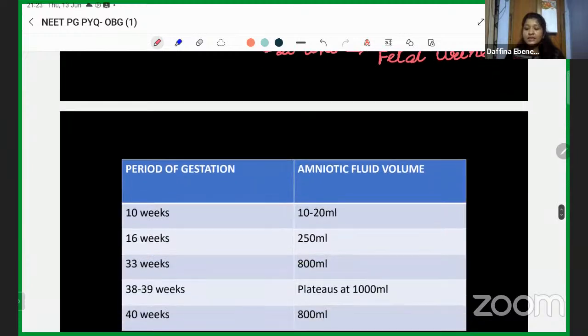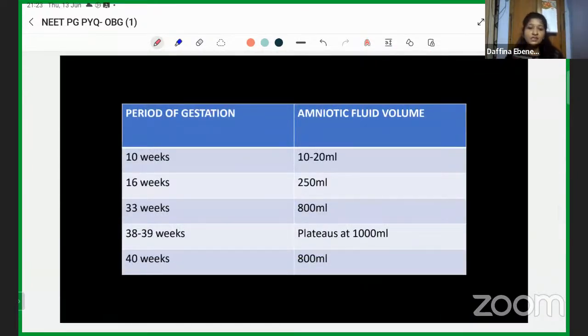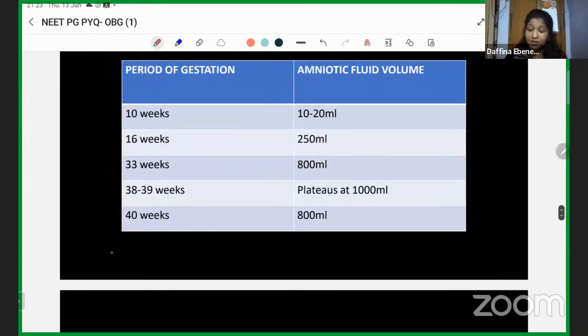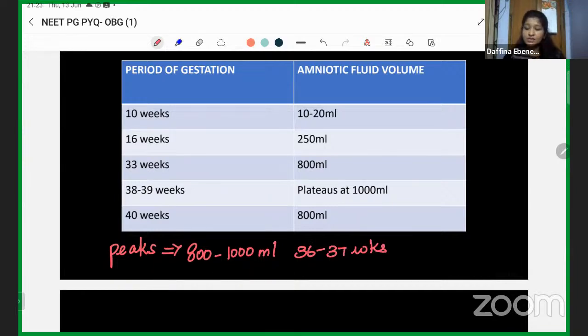One more question that they can ask in relation to that is the period of gestation and amniotic fluid volume. Around 10 weeks, it's only 10 to 20 ml, 16 weeks, 250 ml, 33 weeks, it's 800 ml, 38 to 39 weeks, it plateaus at 1000 ml, 40 weeks, 800 ml. Even if you don't want to remember all these values, one thing that you have to remember is when the amniotic fluid volume peaks. It peaks at around 800 to 1000 ml, which is seen at 36 to 37 weeks of gestation. It plateaus at 38 to 39 weeks at 1000 ml. And again, at term it becomes 800 ml.